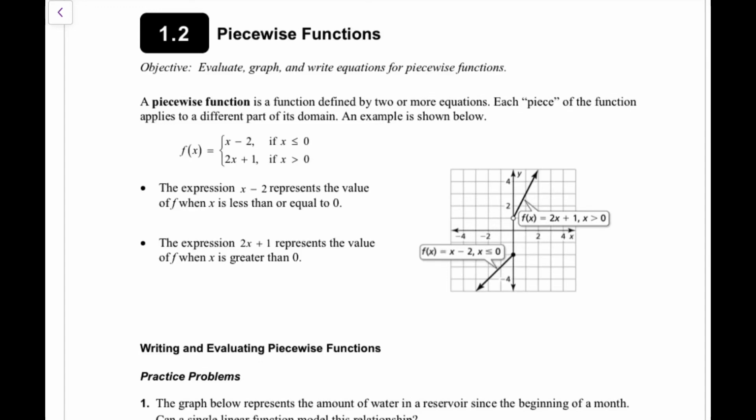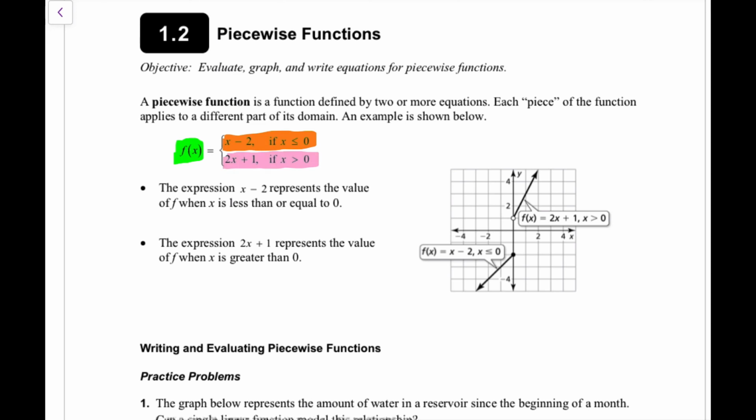Today we're looking at piecewise functions 1.2 in our note guide. A piecewise function is formed when you take multiple pieces of different graphs and put them together. So this first example has f of x equal to x minus 2 if x is greater than 0, and it has 2x minus 1 if x is greater than 0.